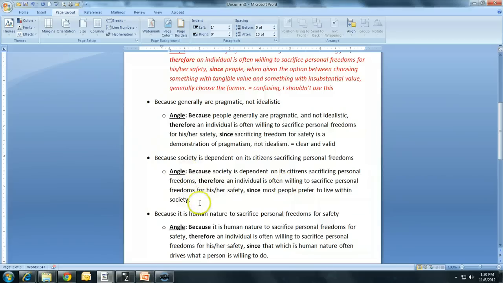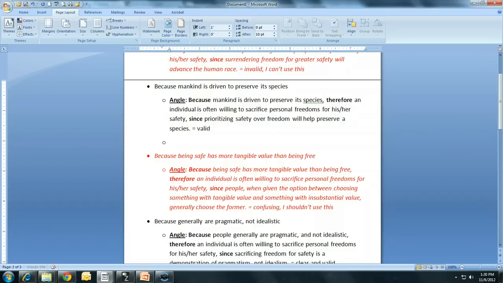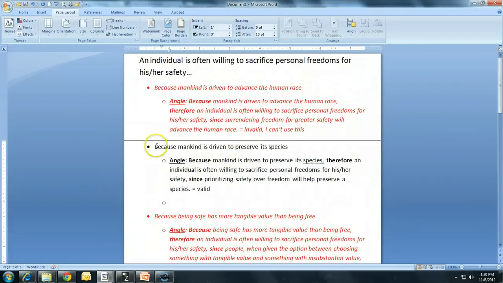So this is perfectly valid, yeah, because a society is dependent on its citizens. An individual is willing to sacrifice those freedoms because most people prefer to live within society. So that's a valid statement. Now I can move on to writing some more of these argument statements. I'll just kind of take you through some extra of those. You can watch this or not. This is just ways of practicing developing arguments. So here's what I came up with. Let's take a look at this first one again.